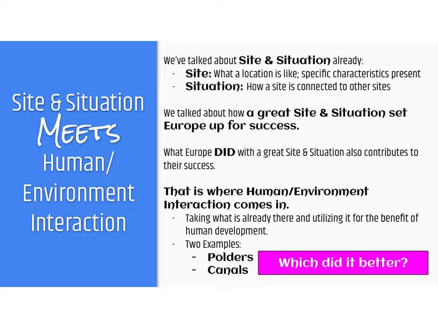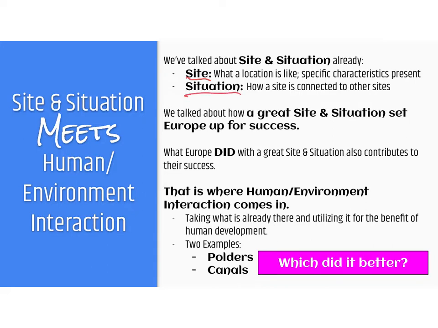If you remember, last time we talked about the site and situation of Europe. As a refresher, site is what the location looks like, the specific characteristics present there: the soil composition, the type of vegetation, the culture of the people, how densely populated it is, what kind of buildings are there, what the weather and climate are like. All of that is site.